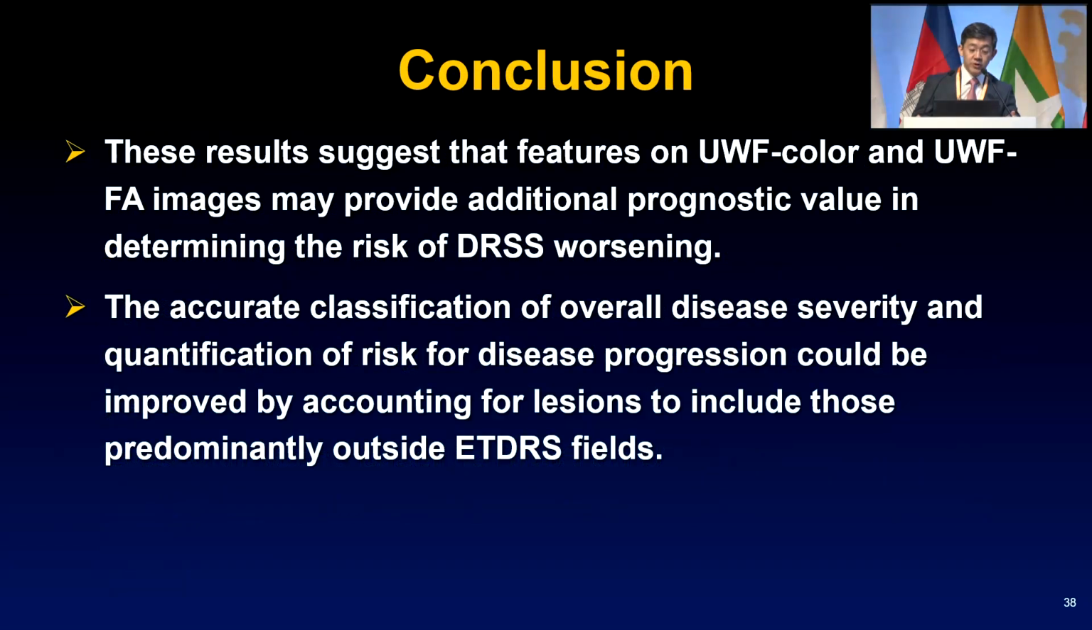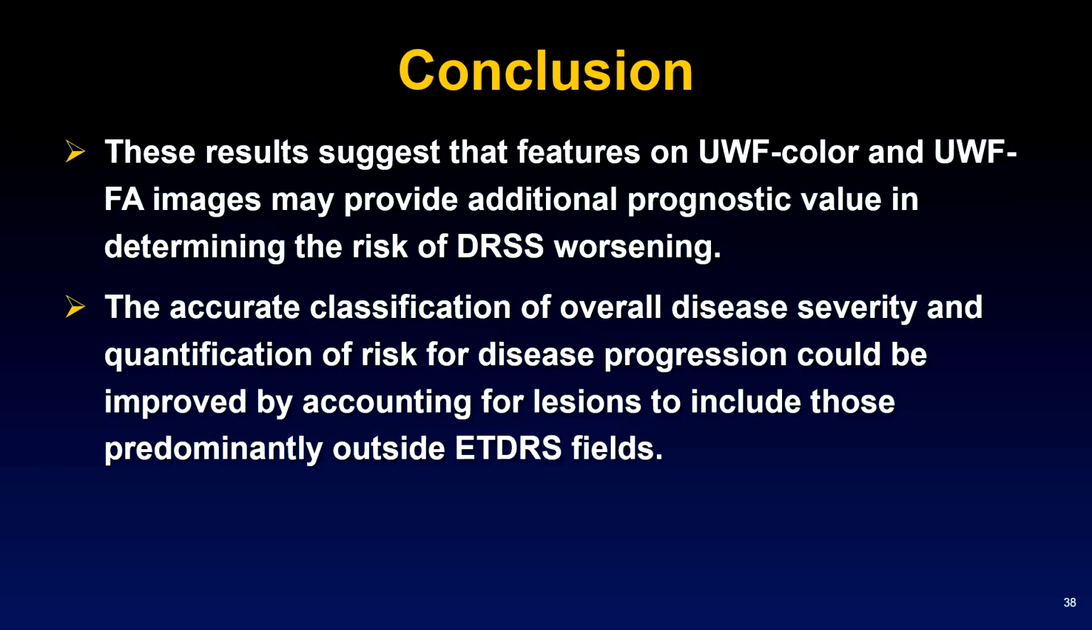So to conclude, these results suggest that features on the ultra-wide field color and ultra-wide field FA images may provide additional prognostic value in determining the risk for DRSS worsening. The accurate classification of overall disease severity and quantification of risk of disease progression could be improved by accounting for lesions to include those predominantly outside the ETDRS fields.